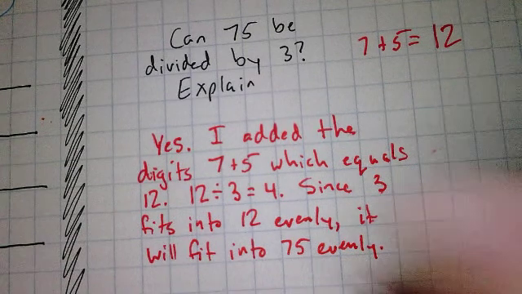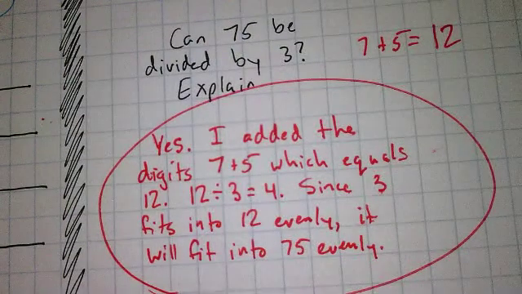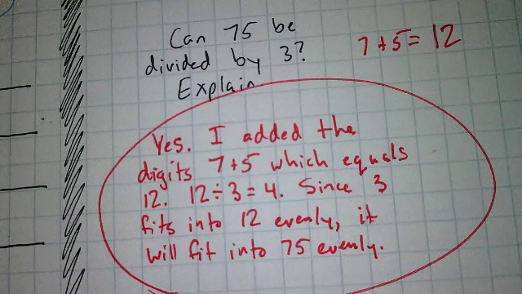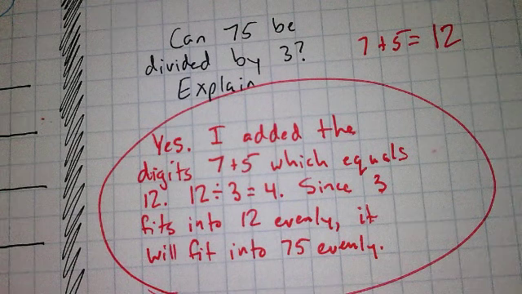Your explanation doesn't have to be word for word what I wrote, but something along those lines, okay? Tell me you added, tell me the answer you got when you added, tell me if 3 fits into that answer or not, and then that'll tell me if the whole thing is divisible by 3 or not. Okay?